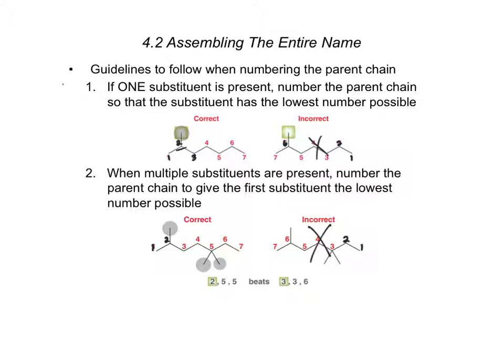Okay, so if there's only one, it's easy. We're going to give it the lowest number possible. If there's more than one, we're going to give the first substituent the lowest number possible. That's how we're going to number the overall chain.